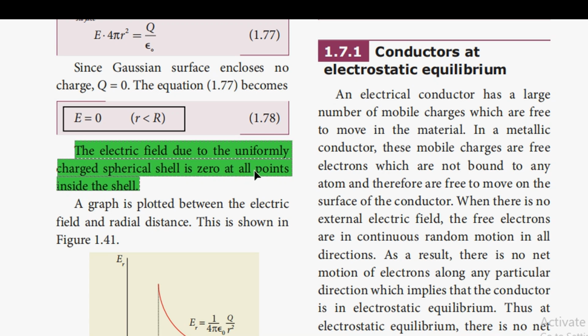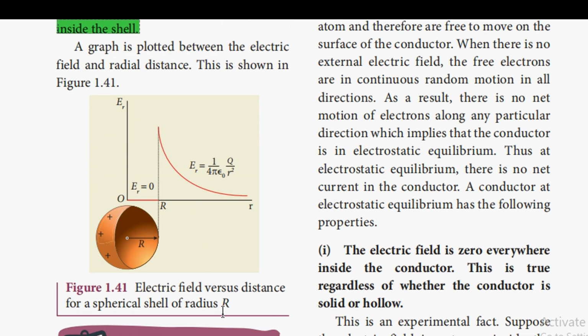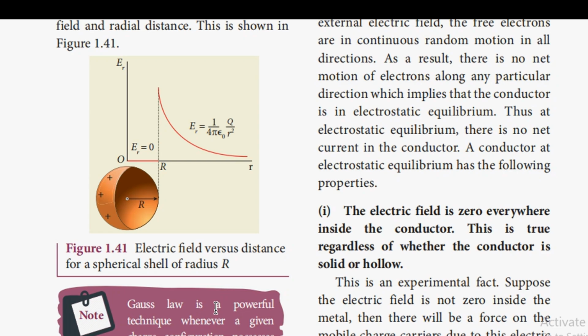And the electric field due to a uniformly charged spherical shell is 0 at all points inside the shell. So a graph is plotted between the electric field and radial distance, and that is given in this diagram: electric field versus distance for a spherical shell of radius R.